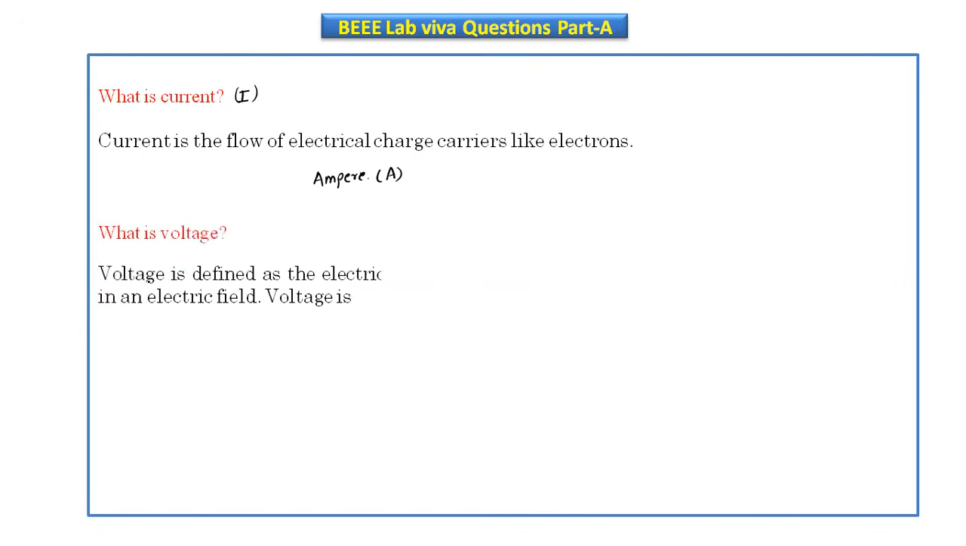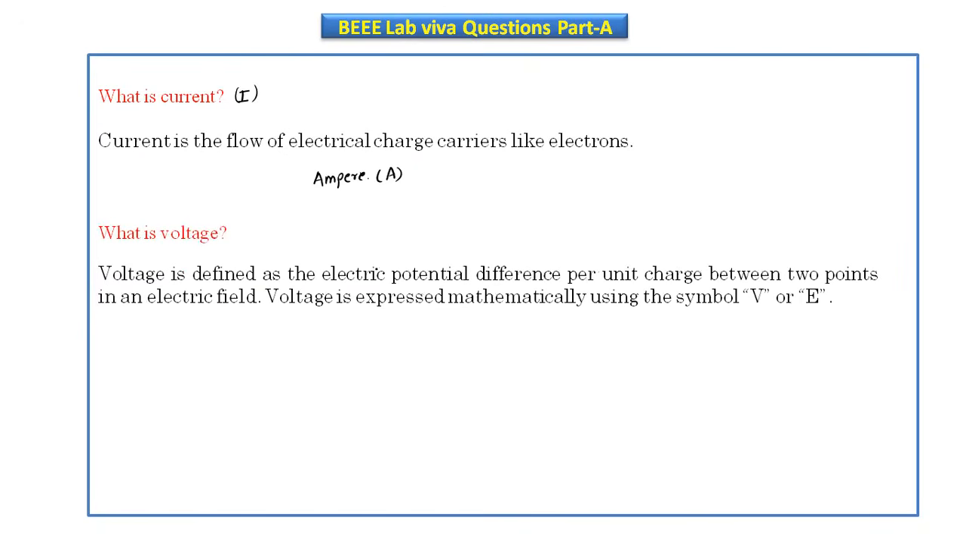Next, what is voltage? Voltage is defined as the electric potential difference per unit charge between two points in an electric field. Voltage is expressed mathematically using the symbol capital V or E. The unit of voltage is volts, simply V.